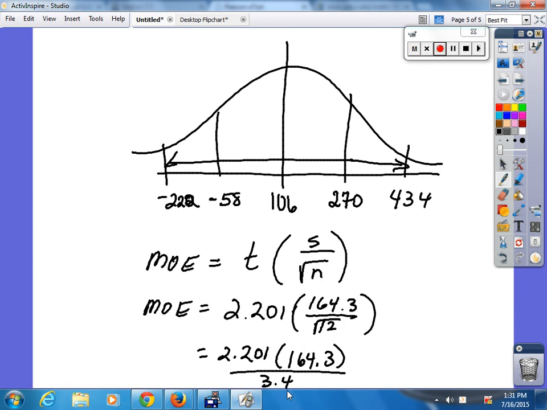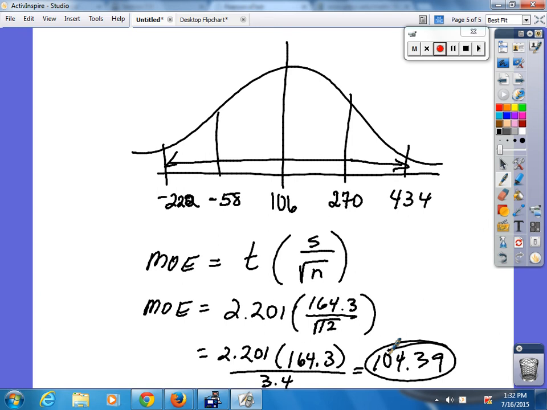2 divided by 3 is 0.67. 0.67 is 2/3 of 164. So if I was to divide 164 by 3, that would give me around 55. What does it come out to be? Calculated, what is it? 104.7? Okay, well, I was way off then. 104 what? 0.39.